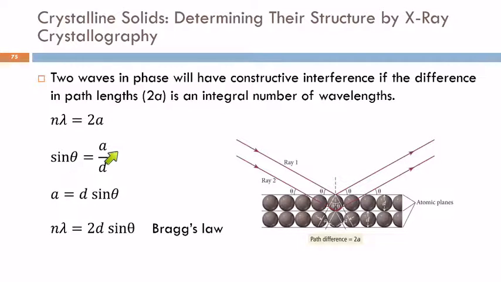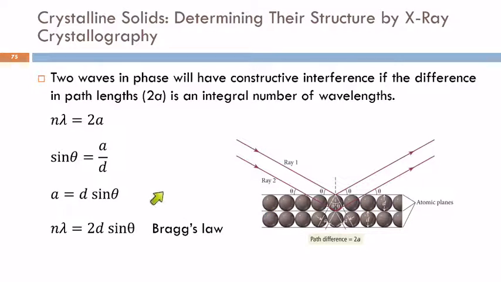So the sine of theta is A over D. This is geometry, and if you don't remember that, that's fine. So A equals D sine of theta, and so we come up with what's known as Bragg's law: n, which is an integer, times lambda, the wavelength of the radiation, is equal to 2 times D times the sine of theta. D is the distance between the two atomic planes.